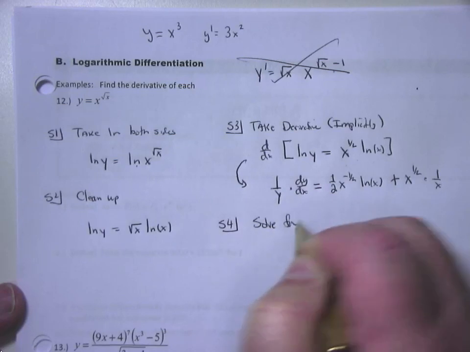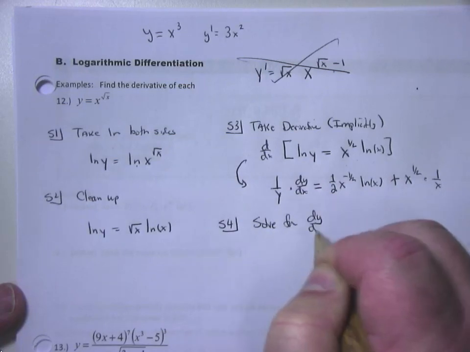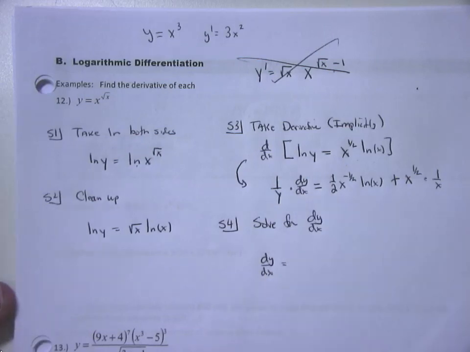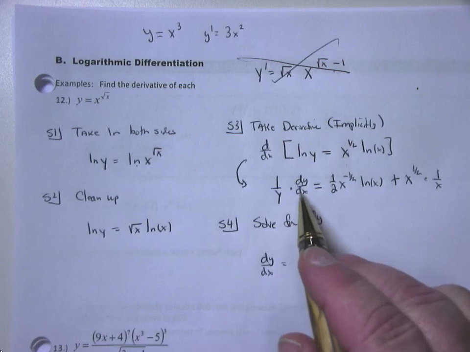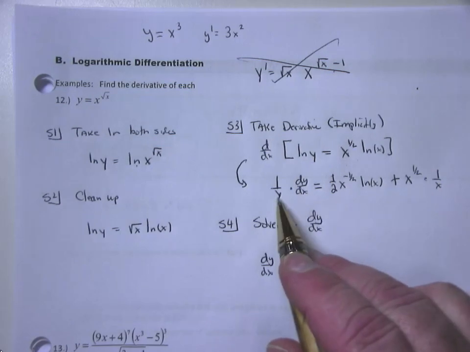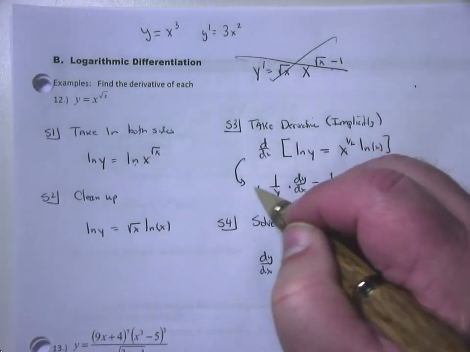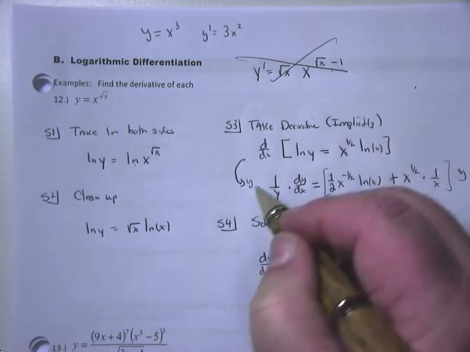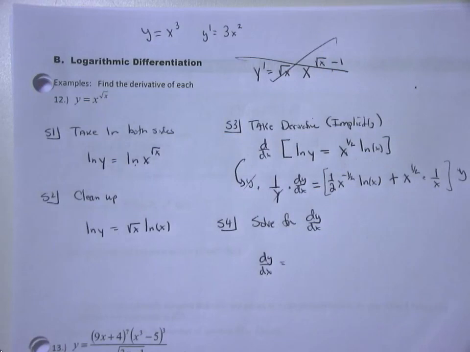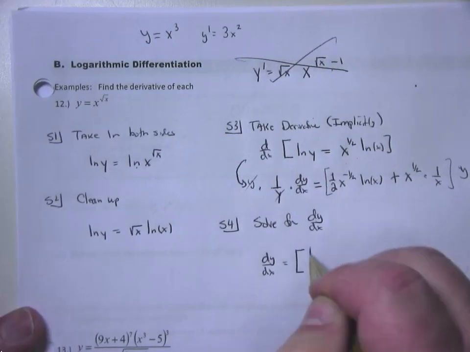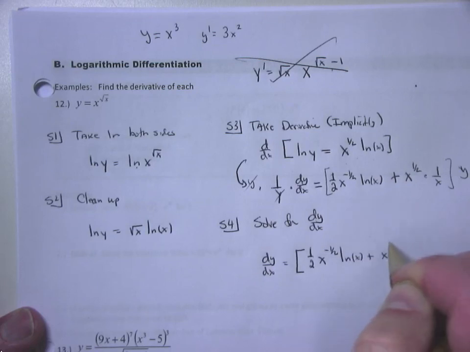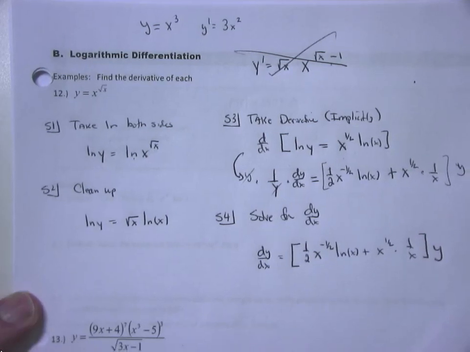Solve for dy over dx. This is going to give me dy over dx is equal to... how do you solve for dy over dx? Well, we got dy over dx being multiplied by 1 over y. So what am I going to do? I'm going to multiply both sides by y. That cancels and leaves me with bracket 1/2 x to the negative 1/2 times the natural log of x plus x to the 1/2 times 1 over x, all that times y.